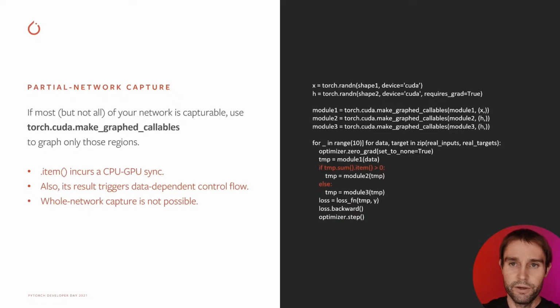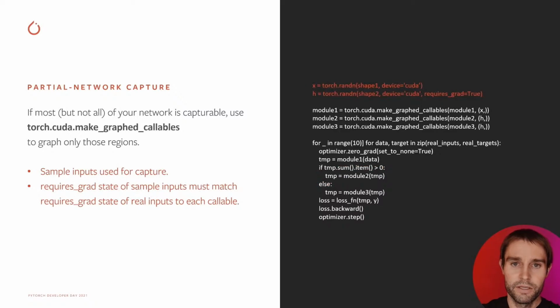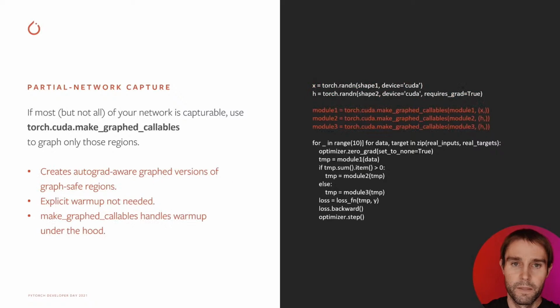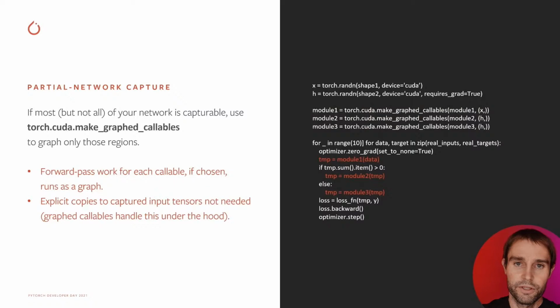Here's a script where a whole network capture is impossible due to a CPU sink and dynamic control flow. In this case, we can use make graphed callables to capture just the capture-safe parts. Begin by creating dummy inputs for each callable you want to capture. Then apply make graphed callables to each part you want to capture. Unlike the graph context manager, make graphed callables does not need manual workload warm-up. Now just run the network as usual with the graphed callables dropped in.